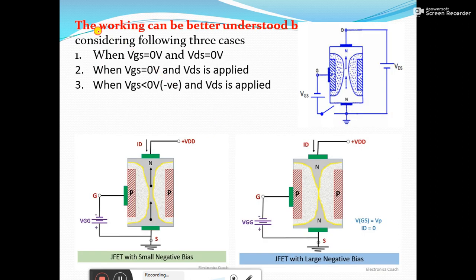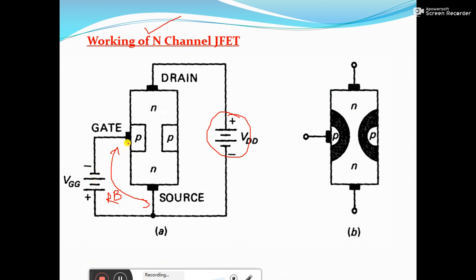Next, the working can be better understood by considering the following three cases. The very first case is when VGS is equal to 0 and VDS is also equal to 0. VGS equal to 0 means the gate and source terminals are internally shorted, and no potential is applied. The drain and source terminals are also shorted. Whenever the gate to source as well as the drain to source terminals are shorted together, obviously there won't be any drain current.